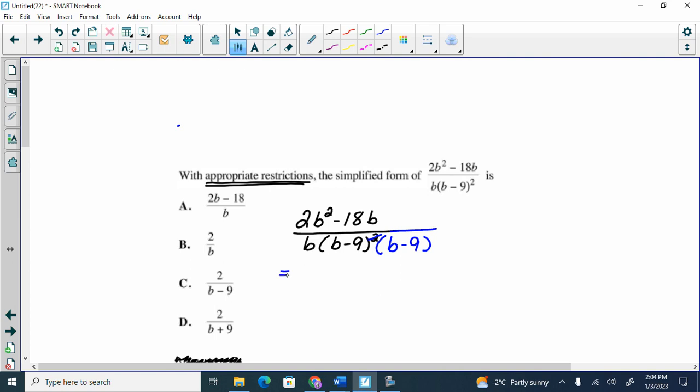Now, I'm going to say, okay, what can I do in my numerator? GCF or difference of squares. It's a basic simplifying, that's what I'm going to do every time. I can take out a 2 and a b, and I'm left with b minus 9. And the 2 and the b can go in their own brackets because they're a monomial. In the bottom, I have a b, and a b minus 9, and another b minus 9.